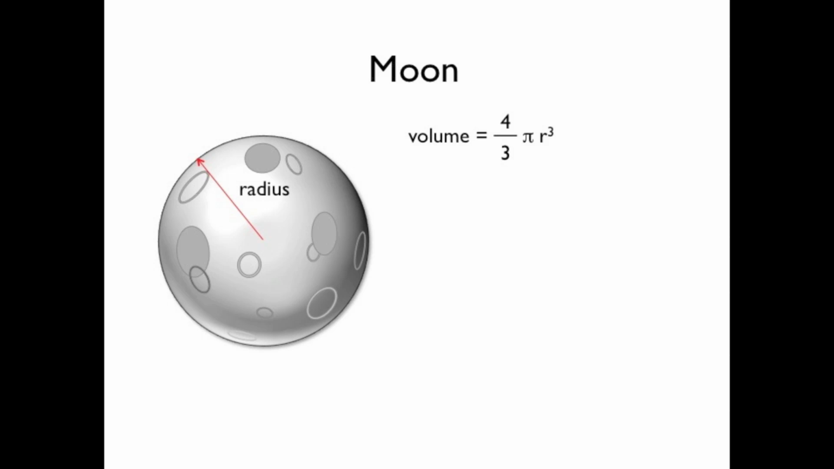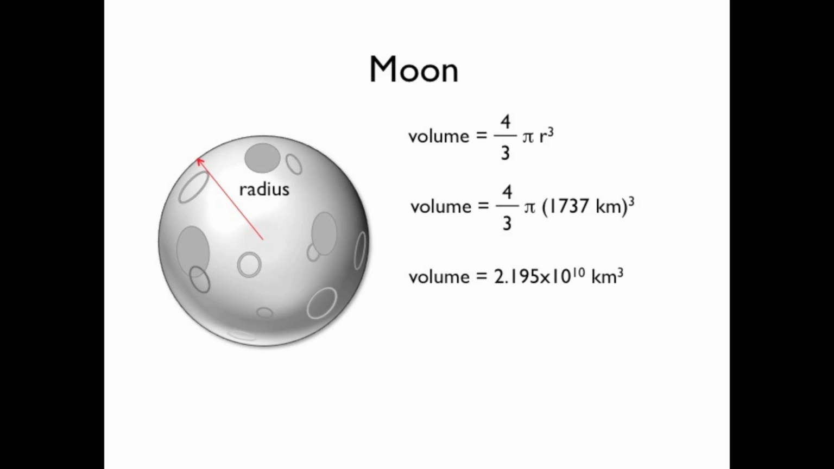Now let's calculate the volume of the Moon. The formula for the volume of a sphere is 4/3 pi r cubed. The r cubed means radius times radius times radius, so right away you should recognize this as a volume formula even if you didn't know it was that of a sphere. 1,737 kilometers cubed times 4/3 pi equals 2.195 times 10 to the 10th kilometers cubed.